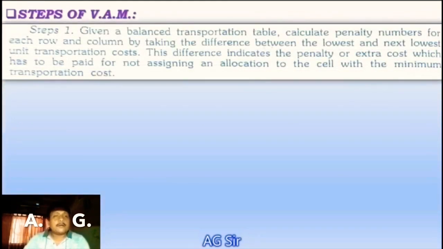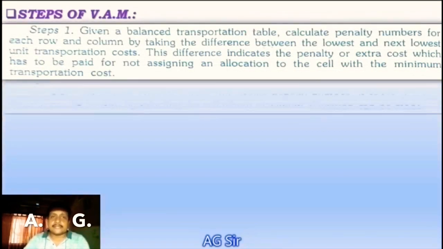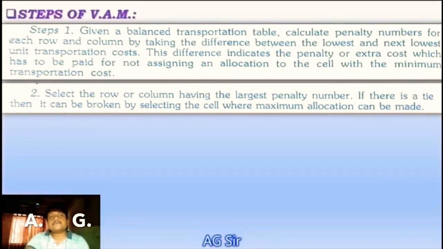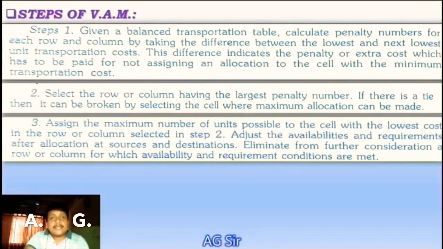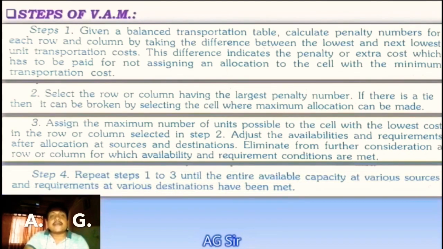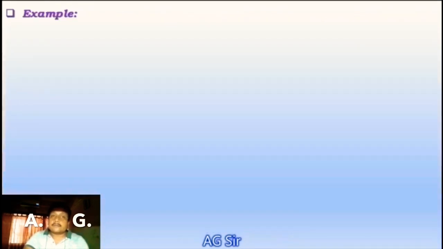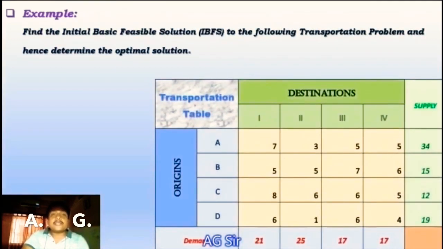This is step 1. Next, this is step 2. Next, this is step 3. And next, this is step 4. Note those things quickly. I hope you have noted them. Therefore, let us learn how to find out the initial basic feasible solution of this given transportation table by VAM.